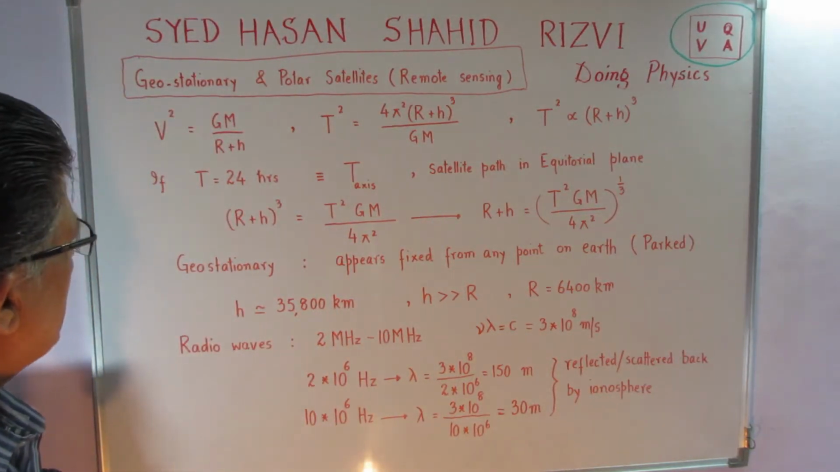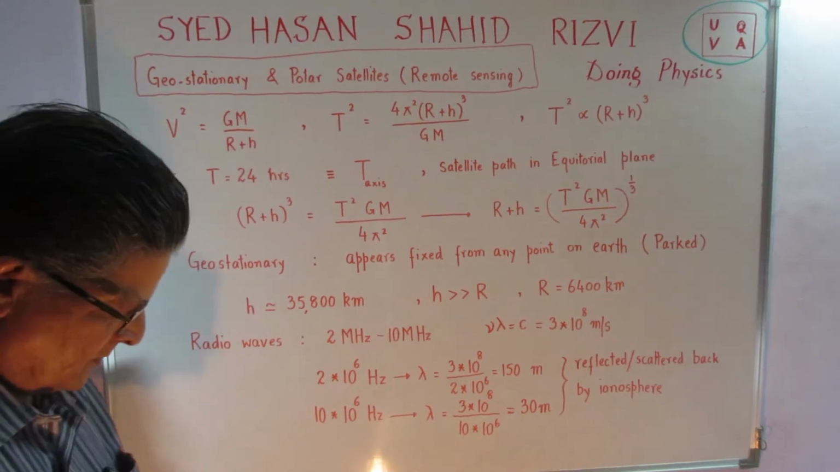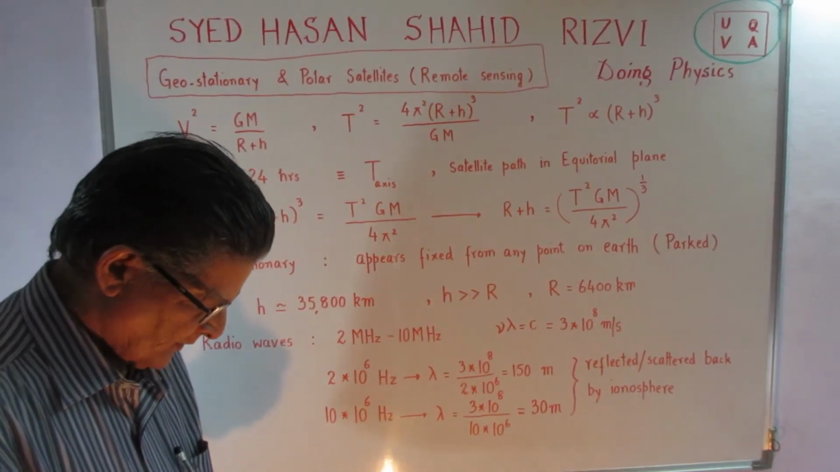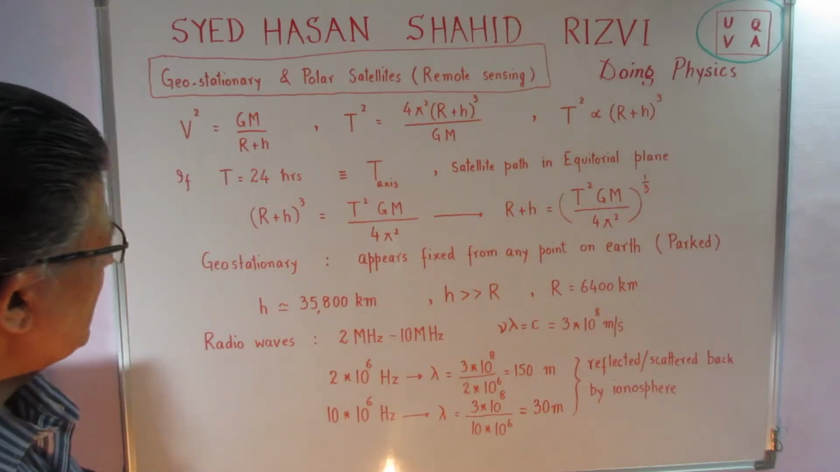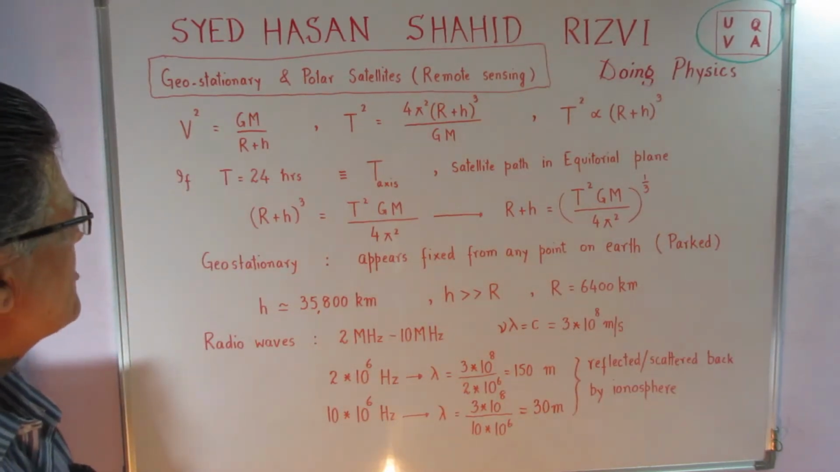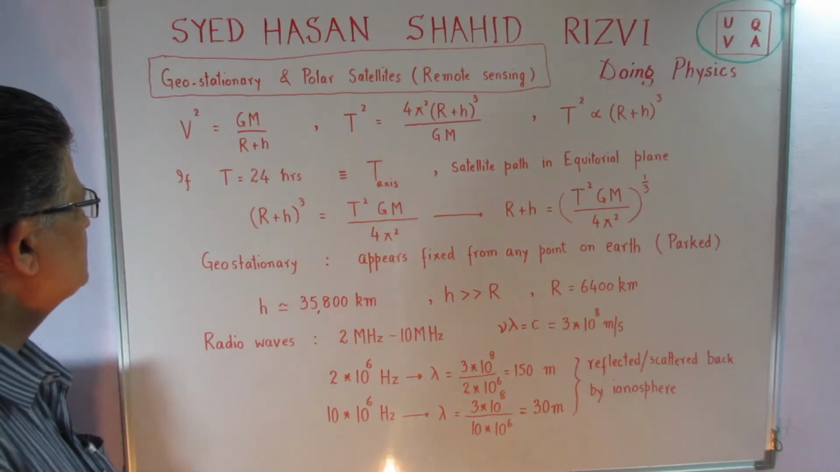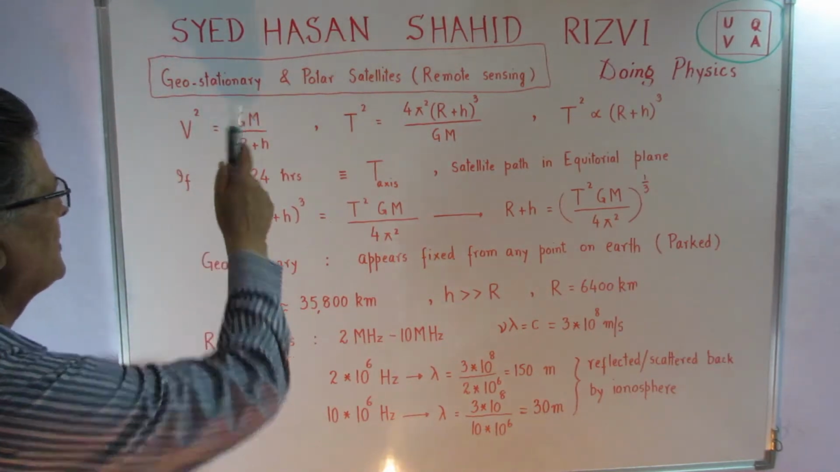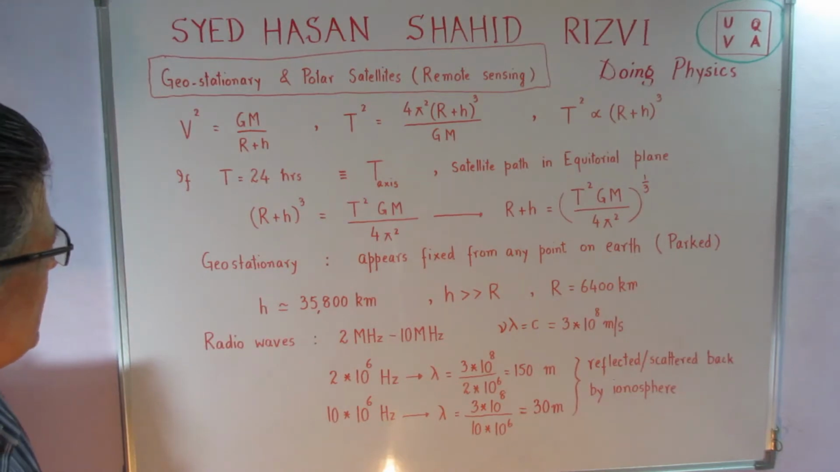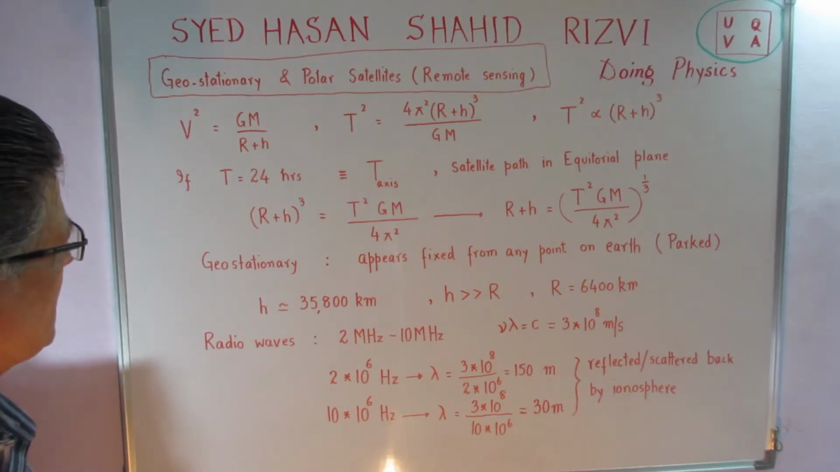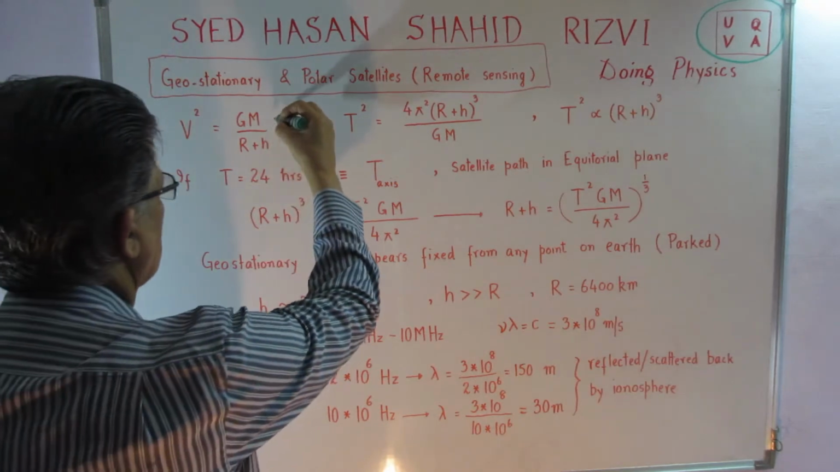So we learned in the study of satellites around the Earth, the artificial, man-made satellites, and we found that the velocity of the satellite is equal to the square root of capital G M upon r plus h. Okay, so this is one relation that we had.